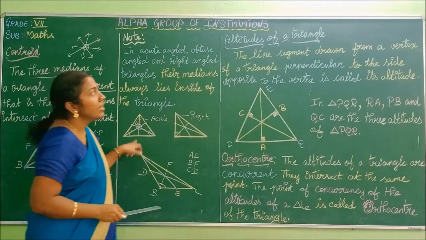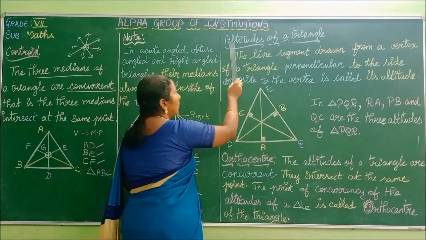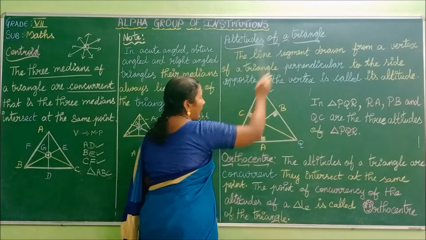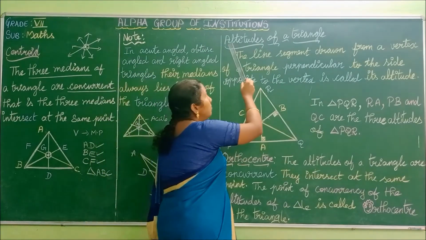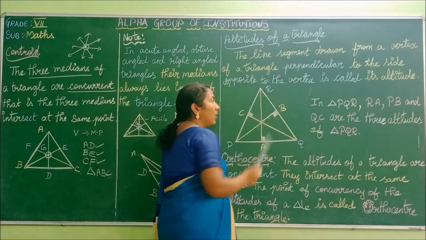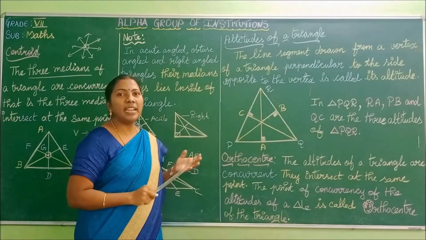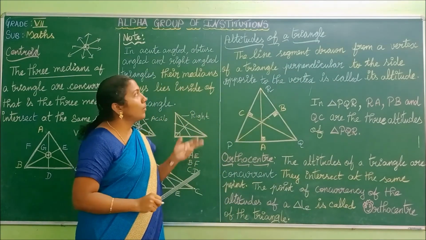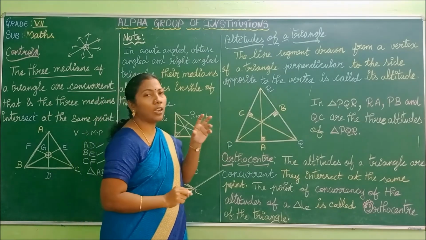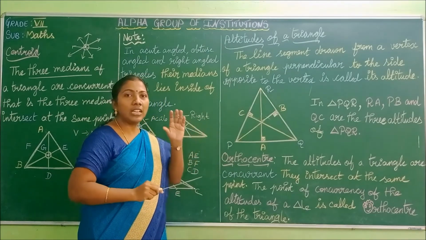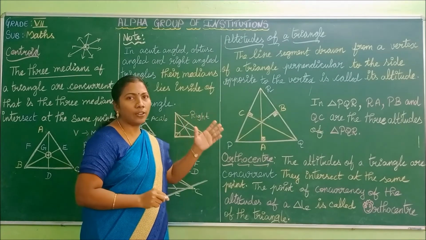I hope you understand. Next we are going to see another important concept, altitudes of a triangle. Listen carefully children, then only you can easily understand. What is meant by altitudes of a triangle? Now we have discussed median of a triangle. Now we are going to discuss altitudes of a triangle. Listen carefully and also find what is the difference between median and the altitude.